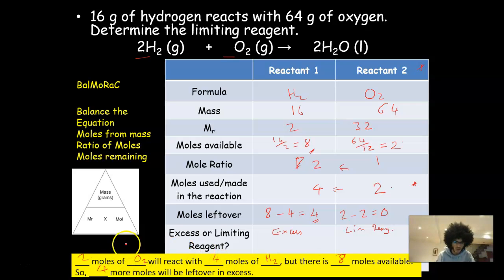So as I've said before, and I've tried to reiterate, doing this sentence bit is crucial to pick up all of your marks. And that's it. So it's been quite a long video, but I hope that's been really useful, and best of luck with your limiting reagent calculations.